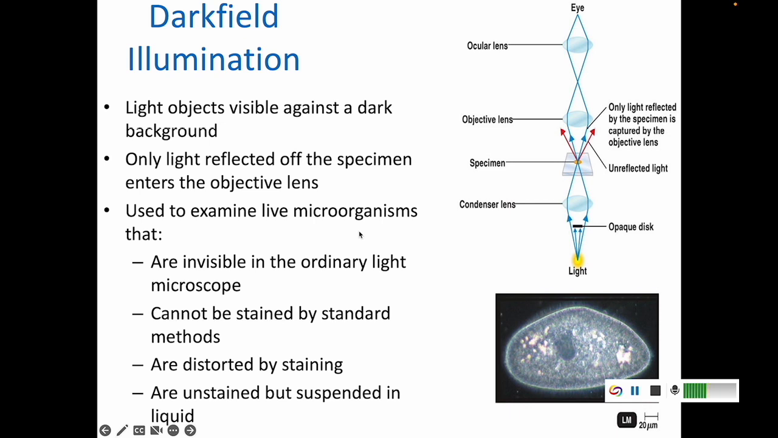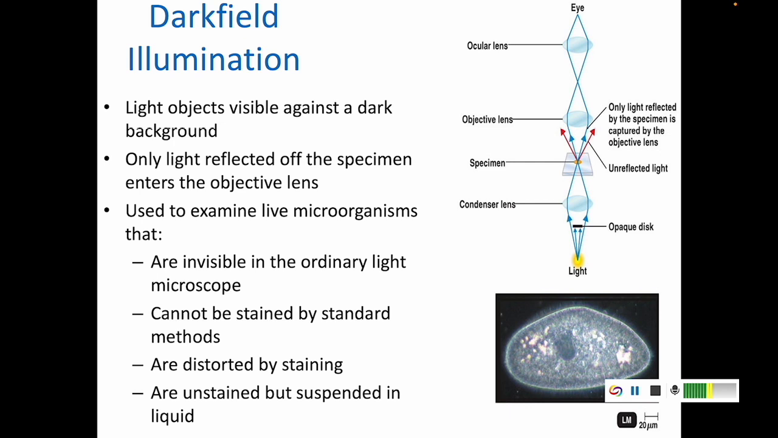So in our lab, we never look at live organisms. We always have to fix them and stain them. But with darkfield illumination, you can look at living organisms. So that's an important feature of this kind of microscope. Living organisms can be seen with darkfield illumination. It lets you see organisms that would be invisible with an ordinary light microscope.